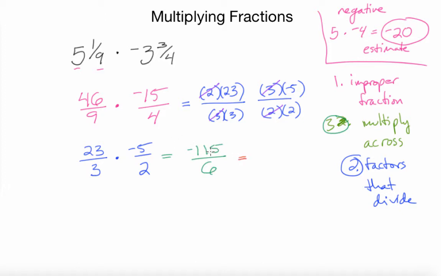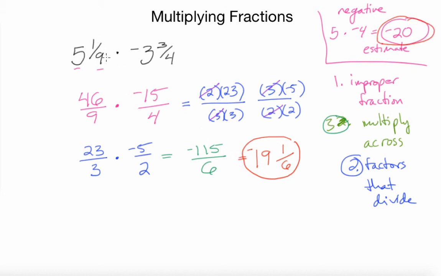6 goes into 115. I know it goes into 120 20 times, so it must go in 19 times into 115, because 6 times 19 would be 114. Well, 115 is 1 extra out of the 6 that I'm dividing. So my answer as a mixed number is -19 and 1/6. Now, how does that compare with our estimate of -20? It compares pretty darn good. So I'm feeling good about this.